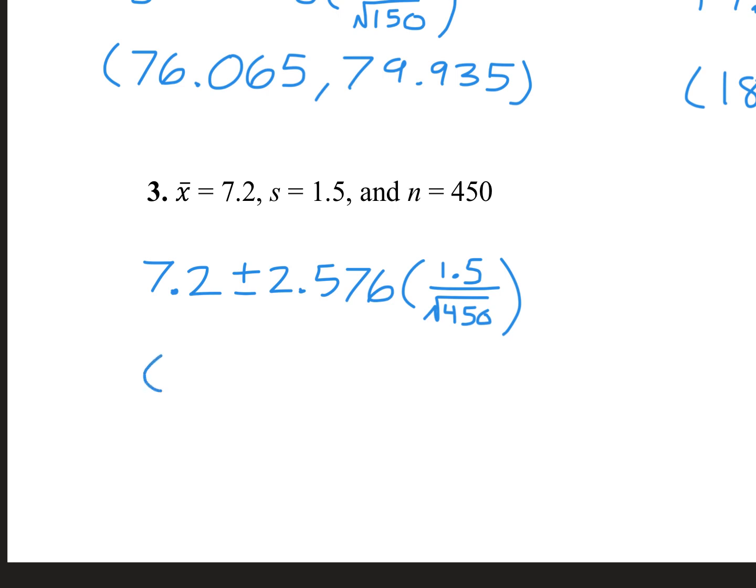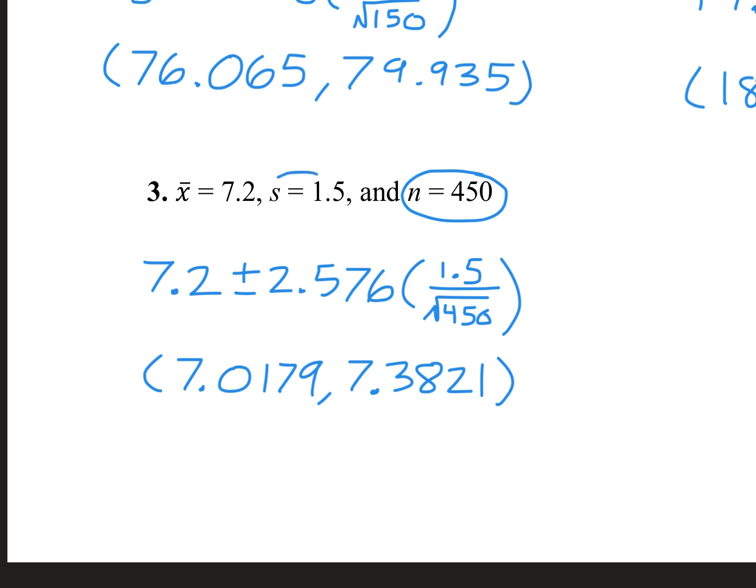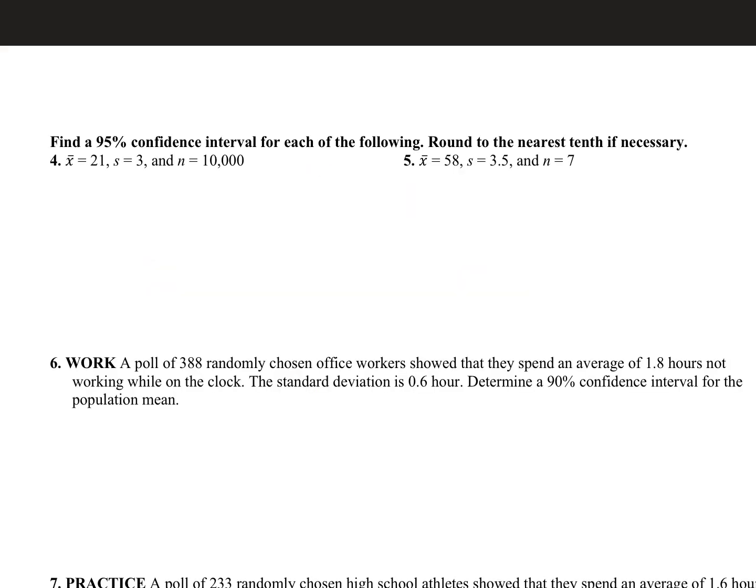And your interval will be from 7.0179 to 7.3821. Right, so why is that interval so narrow? Well, a couple reasons. One, a really big sample size, and two, a pretty small standard deviation. On the back, we're doing a couple 95% confidence intervals first.